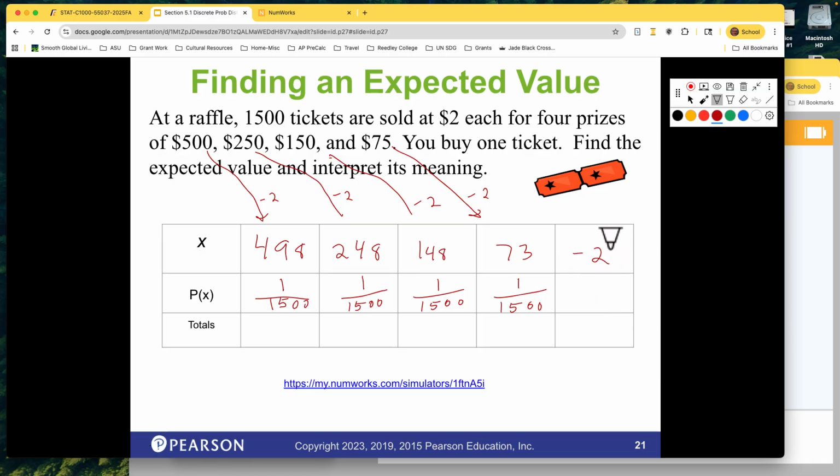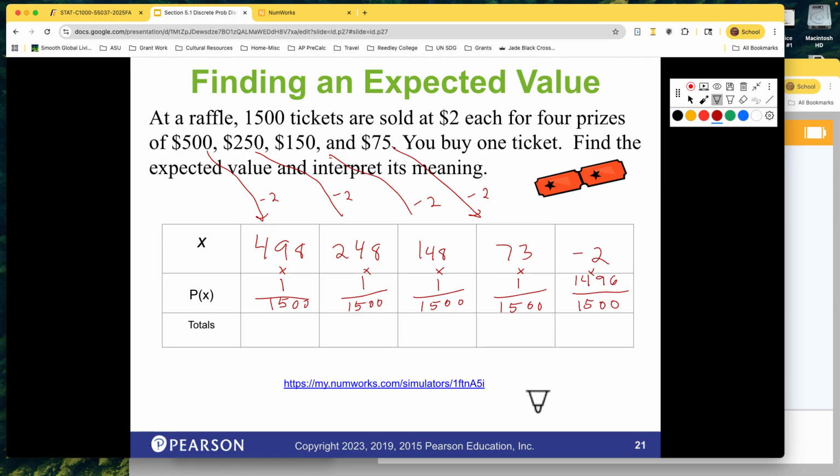So what we do is 1,500 minus 4 is 1,496, out of 1,500. Okay. Anyway, that's how we do it. So just thinking, there'll be 1,496 losers, there'll be 4 winners, and these are the amounts they'll win. And then what we do is use the multiplication rule to get the probabilities. We take each of these and multiply it times its probability. We'll get a total here.